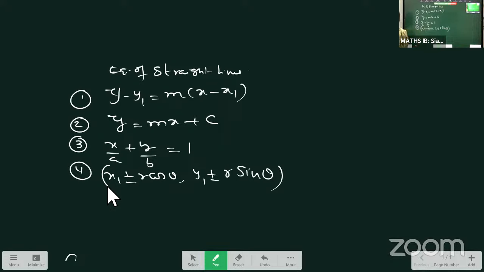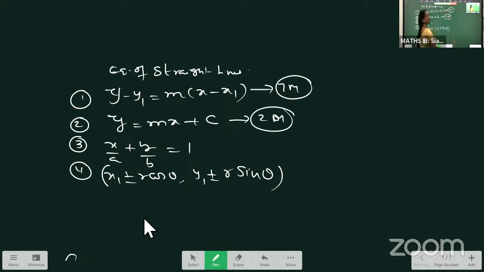Generally, students get confused over which formula to be used and where. See, y minus y1 is equal to m into x minus x1 is the most famous formula in your straight lines. In most cases, it will be used. For the 7 marks, we use this one a lot. Remember this point. And y is equal to mx plus c has only 2-mark or 4-mark questions. Maximum 2-mark questions are given based on this formula.